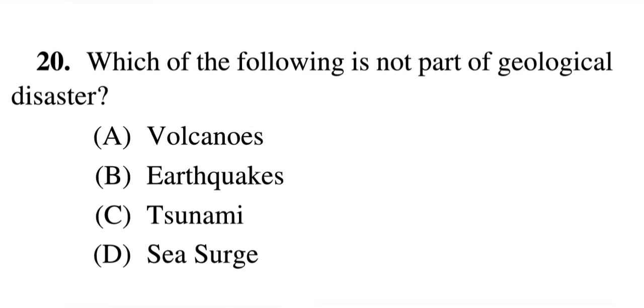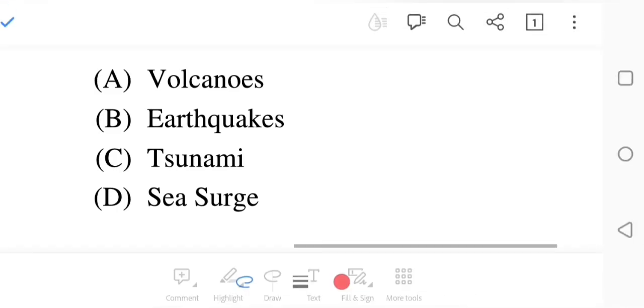Number 20, it says which of the following is not part of geological disaster? Geological disaster, this is also related to environment and ecology. Let us solve it. Volcanoes, earthquakes, tsunami, sea surge. So here keep in mind, amidst the question the word not is given. Volcano is sure, it is a part of geological disaster. And then earthquake, it is also a part of geological disaster. Tsunami also same, but sea surge, S-E-A, sea surge, it is not a part of geological disaster. Number D.